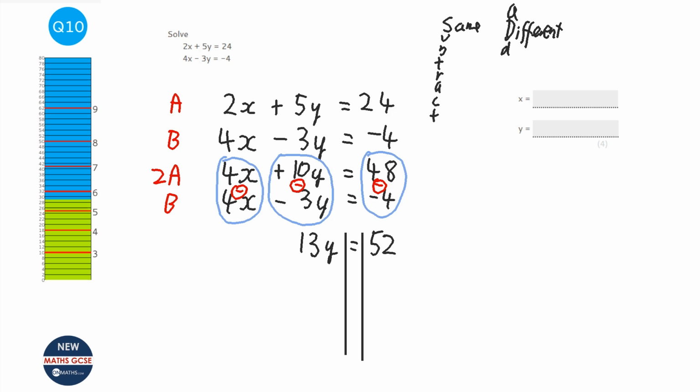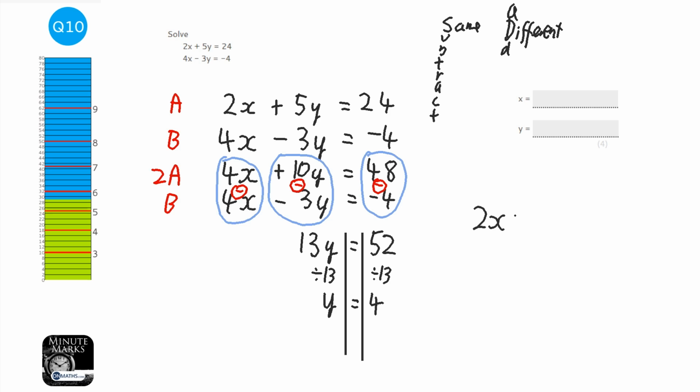Okay, next I need to do 52 divided by 13. And we're going to do both of these divided by 13. So we've got y equals, I think it's 4, so 4 times 13 is 52. So yeah, y equals 4. Then I'm going to pick one of the equations from the question and I'm going to substitute the 4 in. I'm just going to pick the top one.